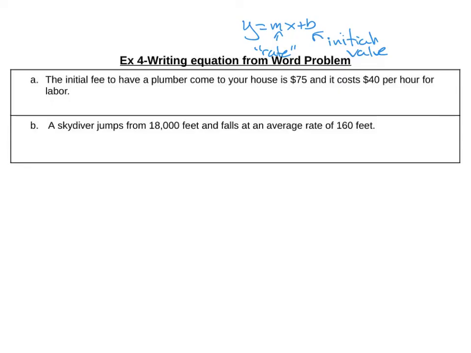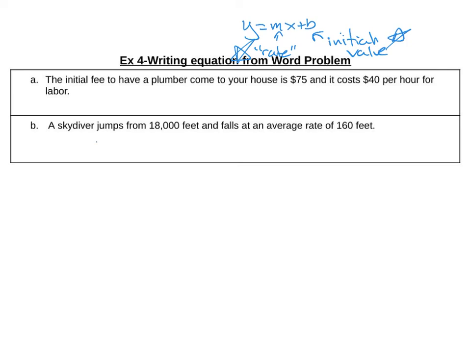So last thing we're going to do is be writing these equations through word problems. And this is where we really want to focus on the fact that the slope is really like a rate and your y-intercept is really like your initial value, because you won't see slope and you won't see y-intercept anymore.